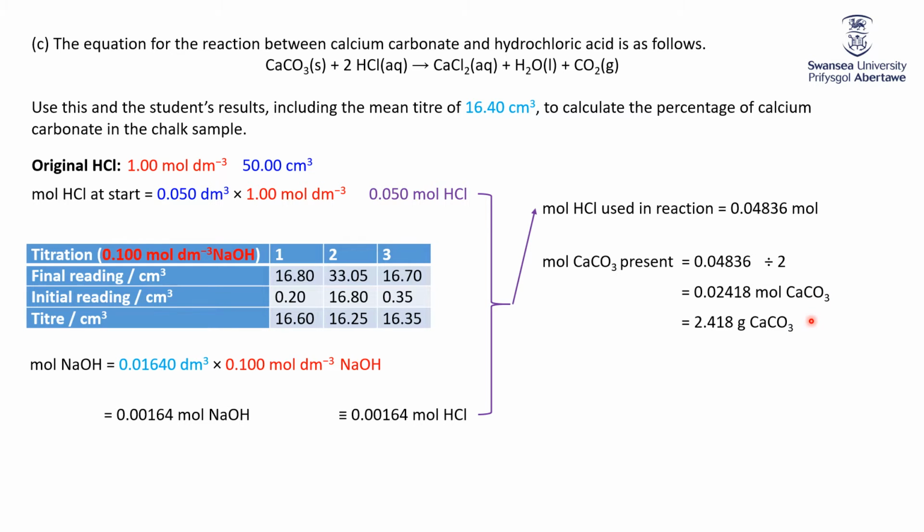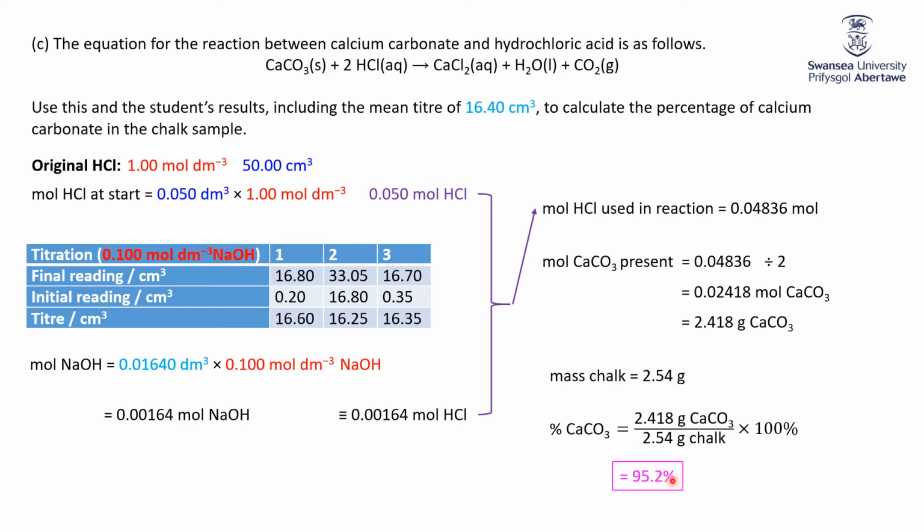Calcium carbonate, one of those lovely substances, the molar mass is pretty much 100. So 0.02418 moles of calcium carbonate weighs 2.418 grams of calcium carbonate. So we want the percentage of calcium carbonate in the chalk. If you remember back, each bit of chalk was 2.54 grams. So the percentage calcium carbonate is the 2.418 that we've calculated from our titration, divided by the 2.54 that was there originally, times 100, which is 95.2%. Okay.